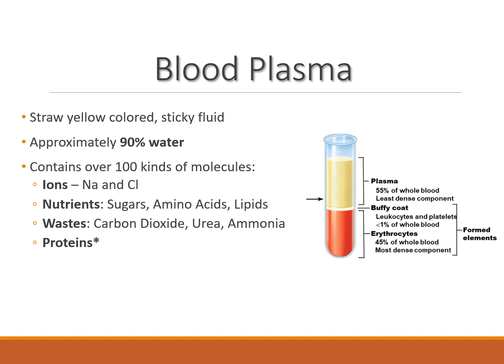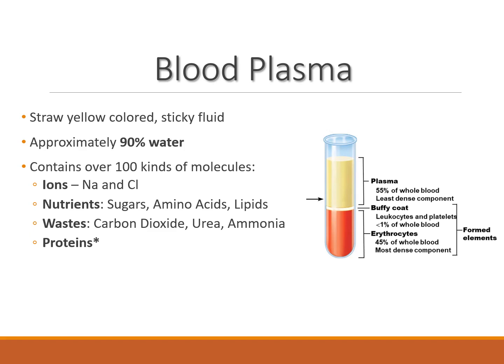So what does it actually contain? Well, it has a lot of stuff in it, but we'll break those down into categories. It has ions, so you can think electrolytes, like sodium, chloride, potassium, calcium, all those ions. It's going to have nutrients. We just broke down all that food into simple sugars, amino acids from proteins, and lipids or fats. We break all that food down into these simple nutrients that are carried in the blood.